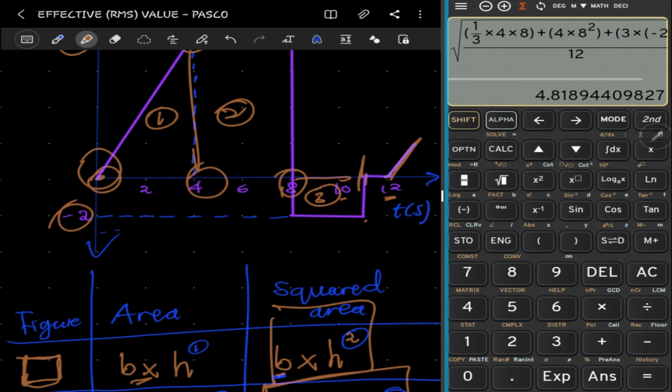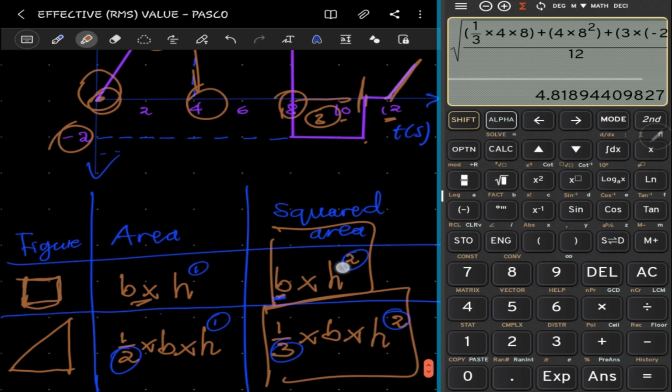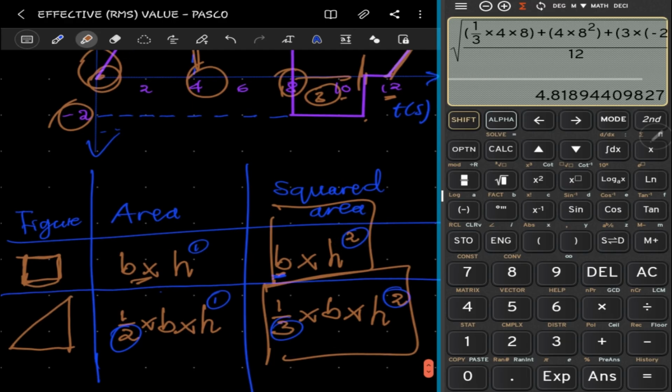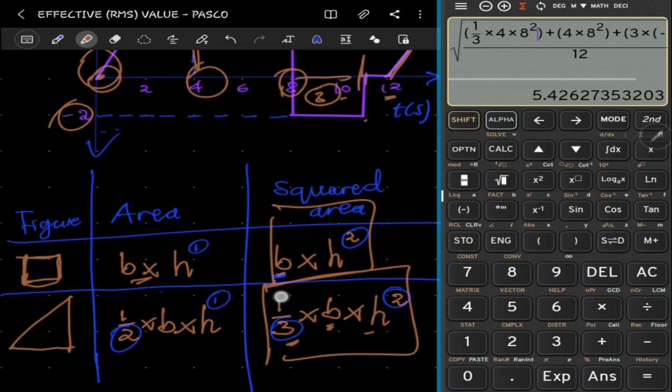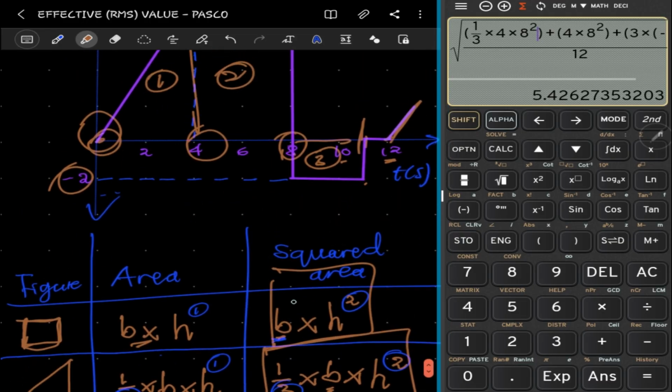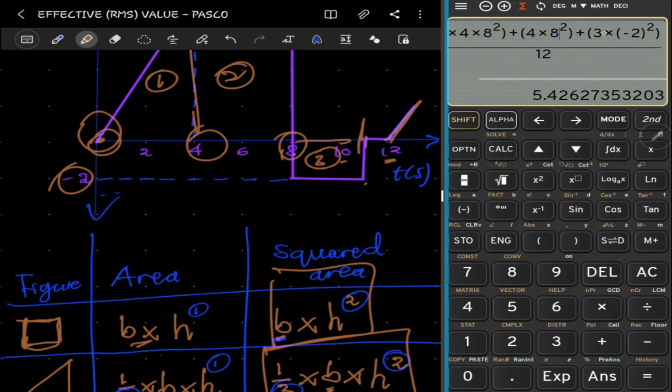Let's look at the formula again. I think we missed something. For the triangle, the first part, we have 1 on 3 times base times height squared. For the second part, the rectangle, we have base times height squared. And for the third part, we have base times height, which is minus 2, and when we square that, it's still 4. So that's what we have.